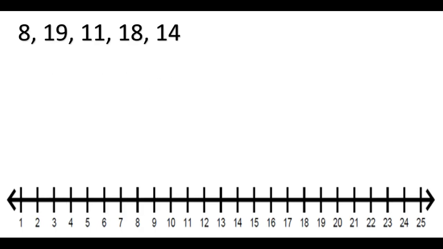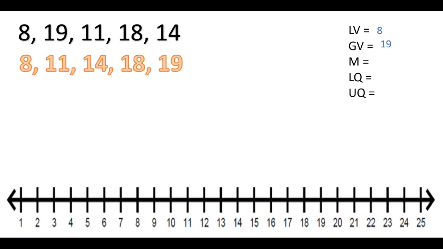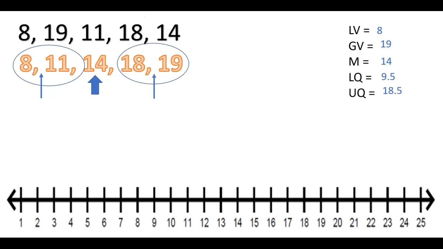There. 8, 9, 11, 18, and 14. So my least value, 8. My greatest value is 19. And my median, wait a minute, we have to rearrange. There we go. Now, what's our middle? 14. Our lower quartile, what is halfway between 8 and 11? What's the middle? We already did that. 9.5. There we go. And then same thing for the upper quartile. What is your middle? Well, that would be 18.5.